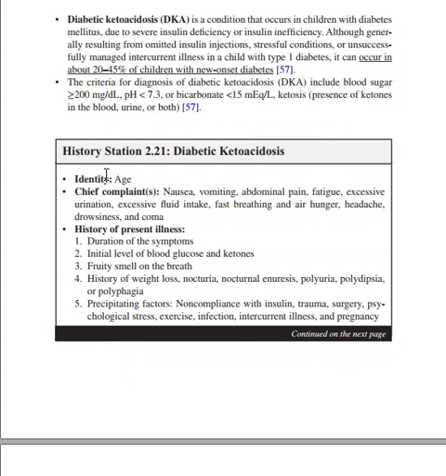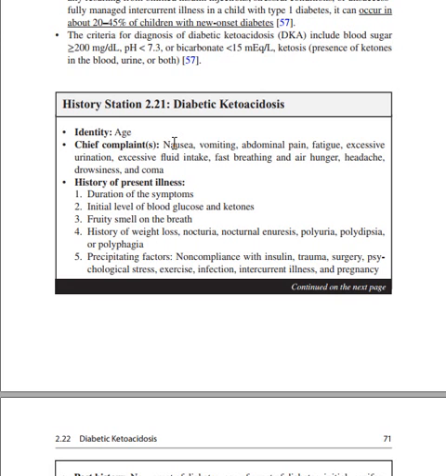The criteria for the diagnosis of diabetic ketoacidosis include: your serum glucose should be greater than 200 mg per deciliter. Your pH should be less than 7.3, or your bicarbonate should be less than 15 milliequivalent per liter, and you should have ketones in urine or blood. The ketosis in urine must be at least 2+. So that's the triad for making a diagnosis of diabetic ketoacidosis.